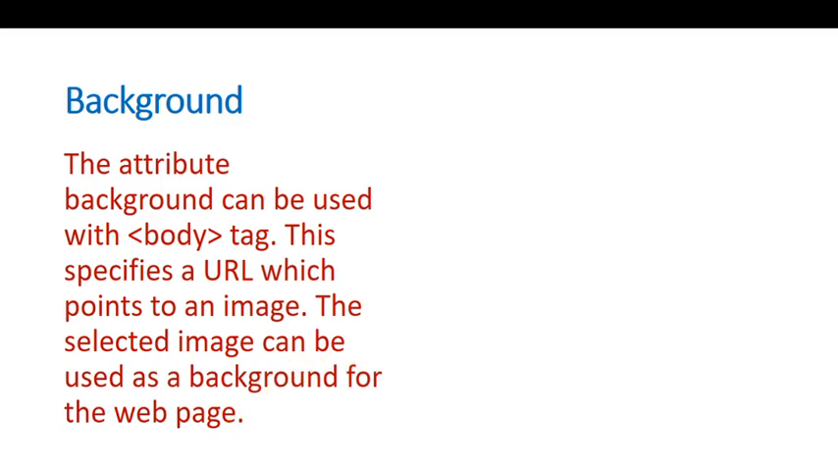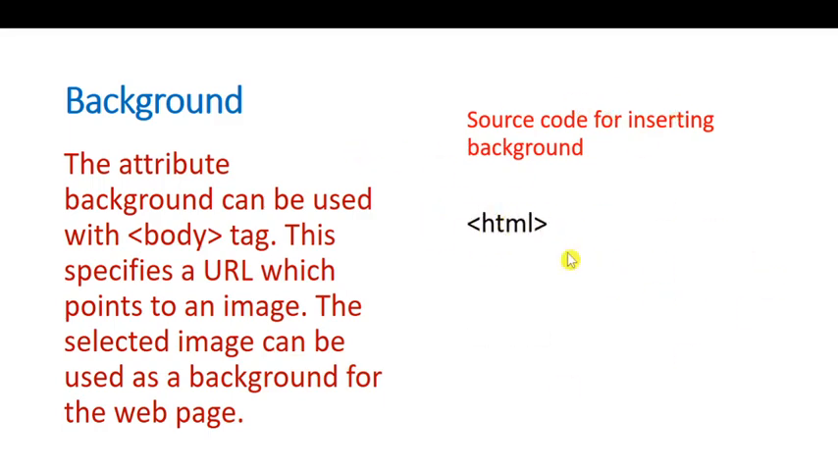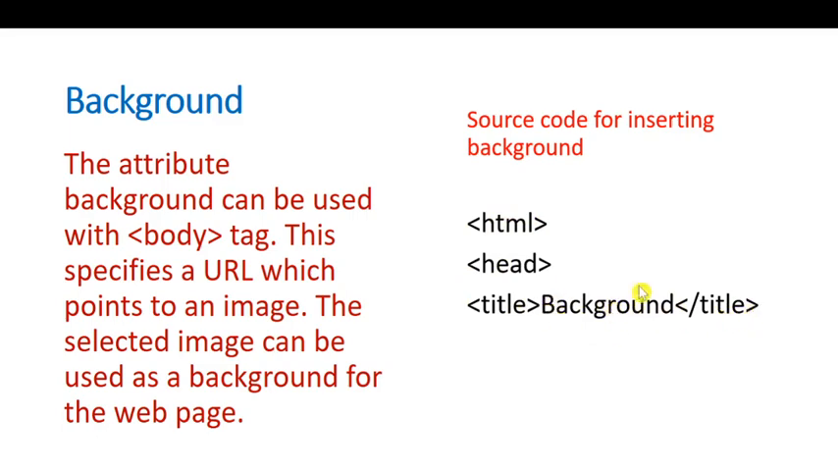How do we apply the source code? We write it this way: HTML, then head, then title, then the title text, then the closing tag title. This title can be anything. Whatever title we write here will display on the title bar at the top of the browser window. Next comes the closing tag head.